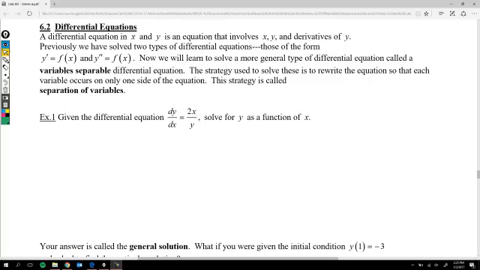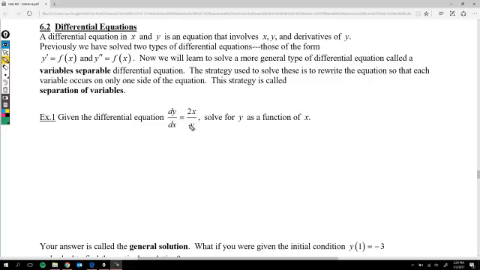Hi everyone, we are covering differential equations today, and we've been dealing with differential equations for a little while. They're given in a form similar to this, where you have the derivative in terms of x and y, and generally we want to solve for y, which is our original equation. Right, so this is what's called a separable differential equation, and we solve these by doing separation of variables.